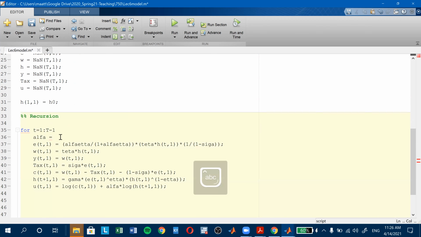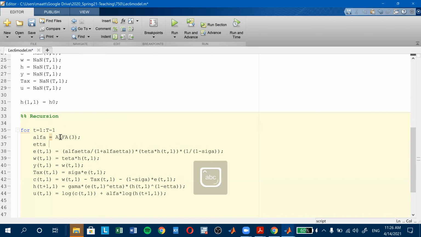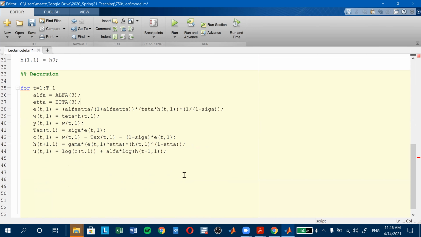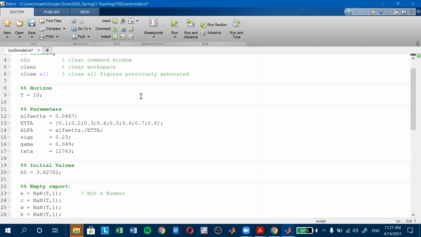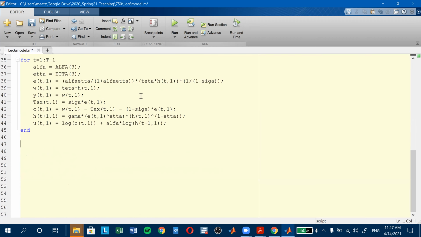So when I write alpha, let's say we are looking at the third value. Okay, so eta would also be equal to the third one. You can later on change this, obviously. Then you have alpha, eta, education, tax, utility, and that's it. N. Okay. Now, when you run this, it will run smoothly, I believe. So there's no problem as far as I see.